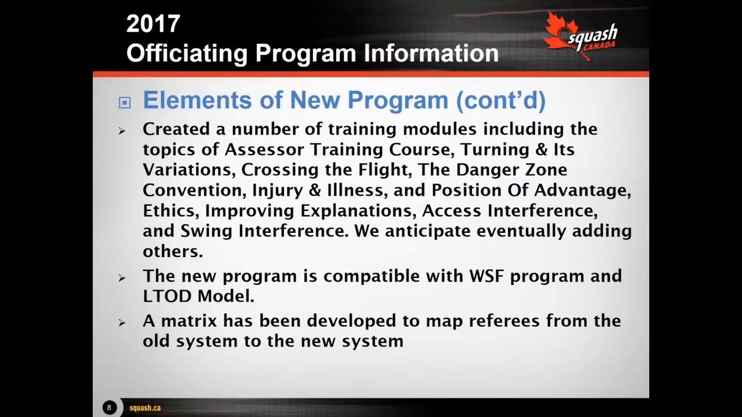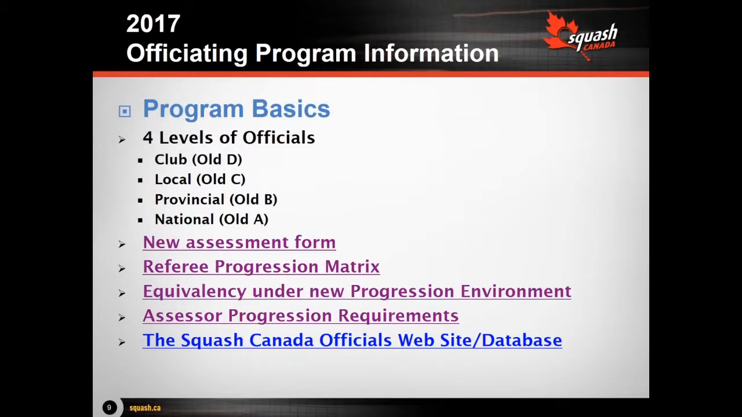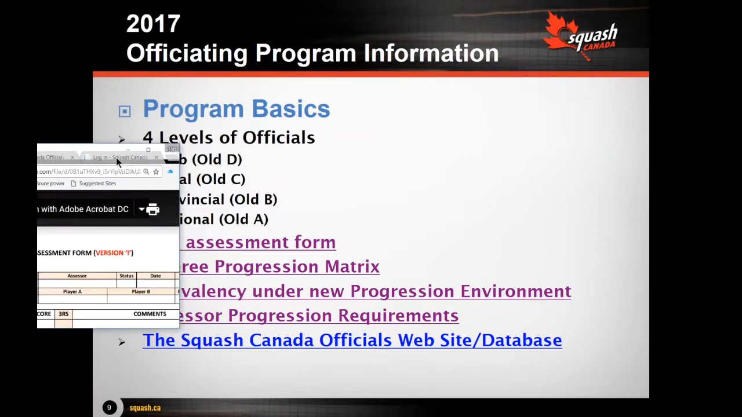In the old program, anybody could assess, but we felt that we should at least give somebody a little bit of formal training before they start assessing individuals in the program. So existing provincial and national examiners are required to take this course and pass the associated exam in order to continue assessing in the new program. We created a number of training modules, including the topics of assessor training course, turning and its variations, crossing the flight, the danger zone, injury and illness, position of advantage, ethics, improving explanations, access interference, and swing interference. We'll be adding others and, if necessary, modifying the ones that are there.